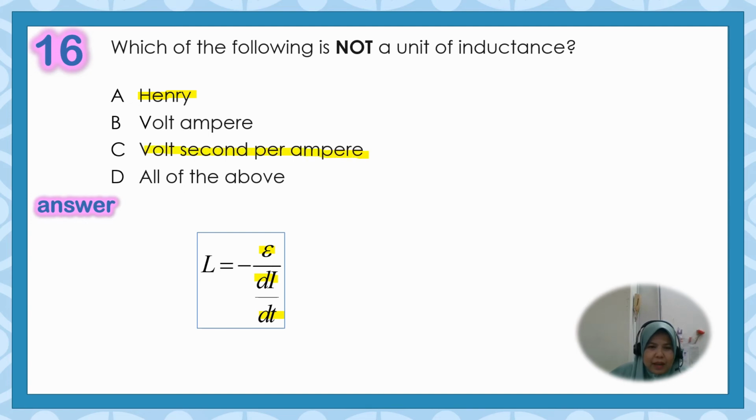But volt ampere is VI. So actually volt ampere is not the unit for inductance. That's why the answer is B. Okay. Can we go to the next question?